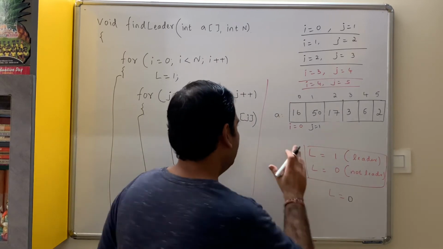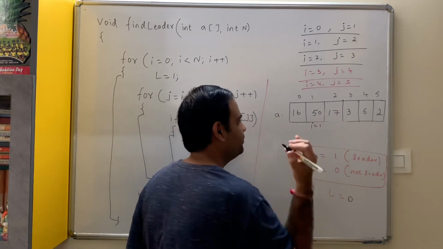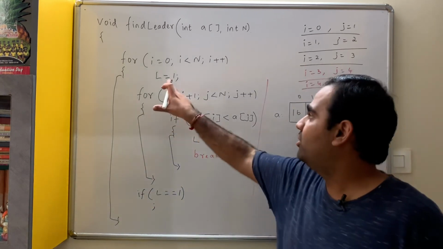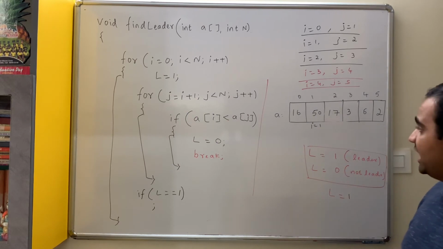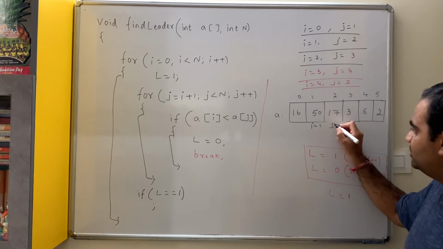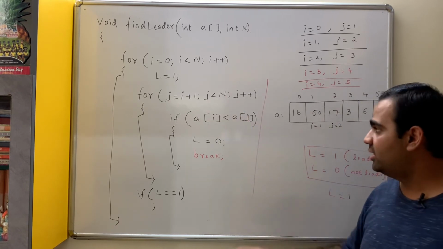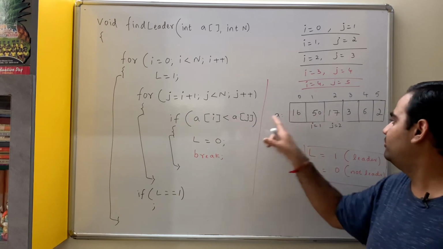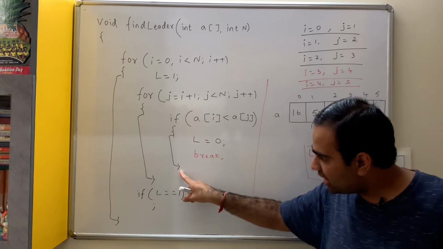Now, the value of I will become 1. Again I assume that 50 is a leader, and I say L is equal to 1. J is equal to I plus 1, so the value of J will start from 2. Is 2 less than N? Yes. Now, compare A of I, which is 50, with A of J, which is 17. Is 50 less than 17? No, do not execute this.